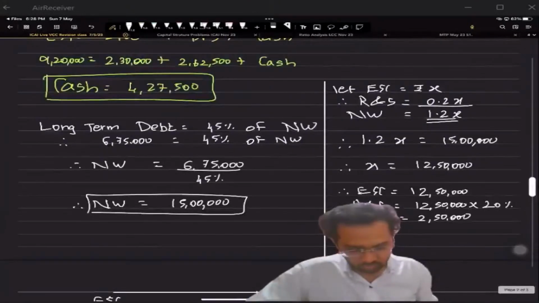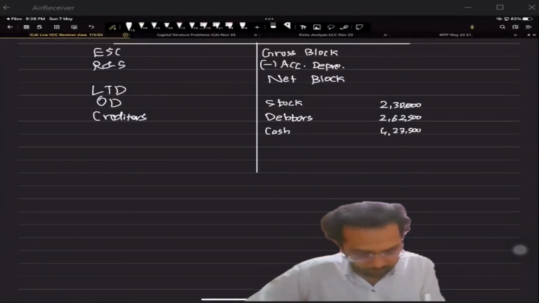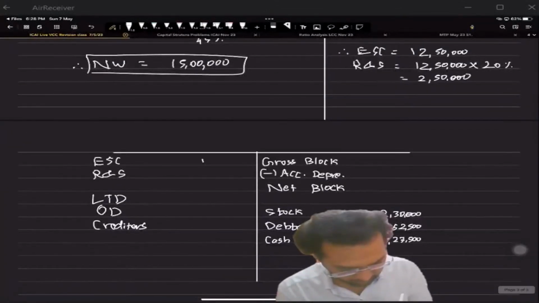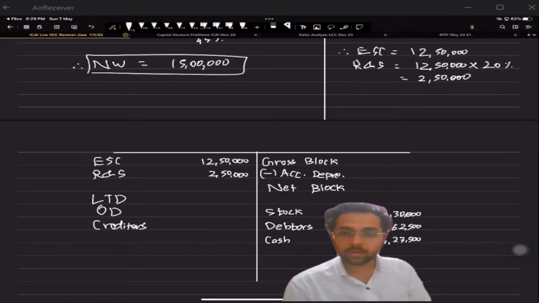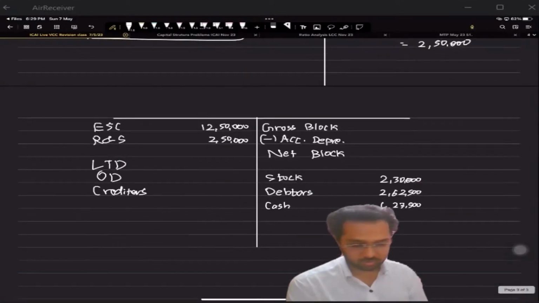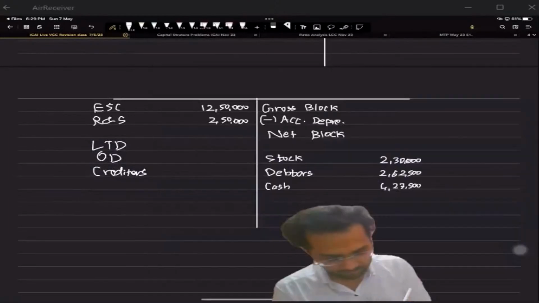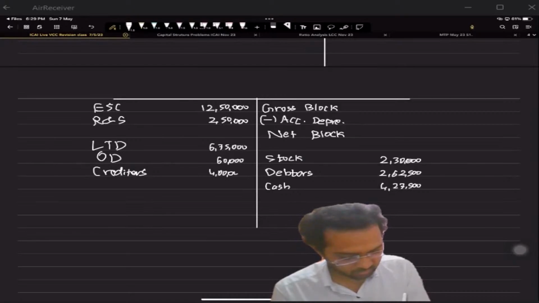Cash is calculated as 4,27,500. And on this side, we have the net worth, where equity share capital is 12,50,000. Reserves and surplus is 2,50,000, right? Long-term debt, that's given to us, 6,75,000. Overdraft is 60,000 and creditors is 4 lakh.